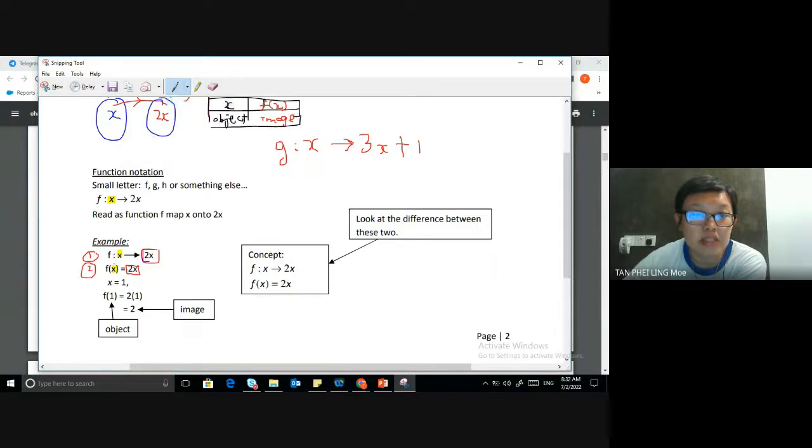Do you see that? This whole thing is also f(x). So f(x) is the image. So image equals 2x, and the object is just the x here. So don't confuse it.